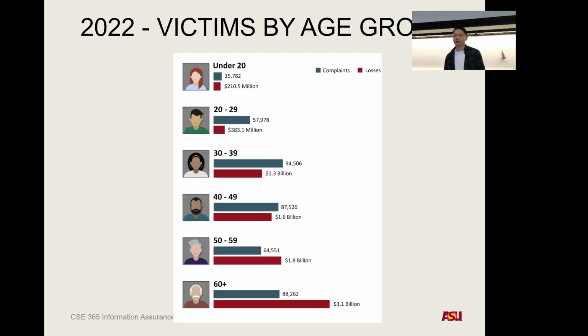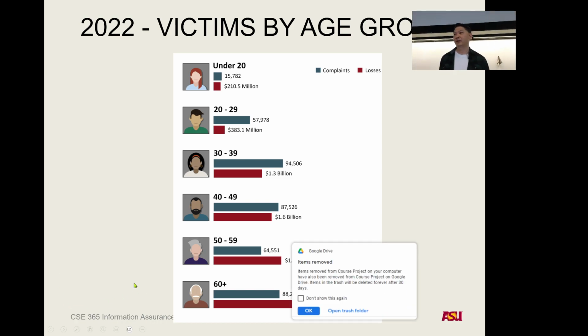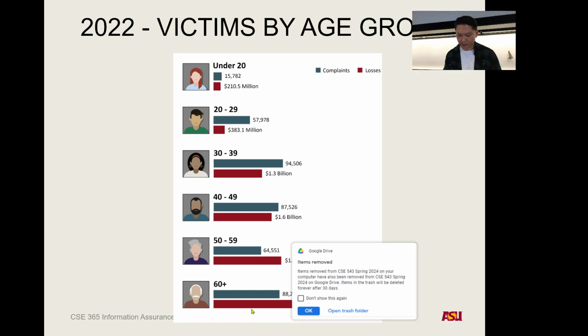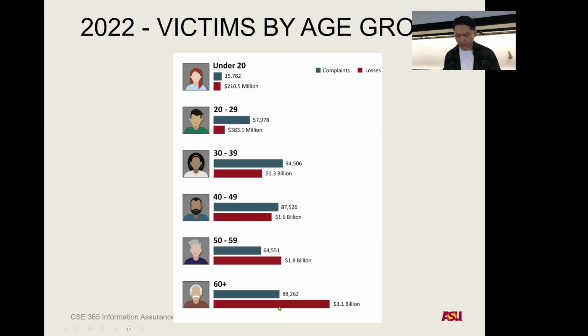This chart shows who the major victims are based on age groups, right? Yeah, over 60, the seniors, are the major target of phishing. Yeah, this is only for phishing. They lost a lot of money, 3 billion, only in 2022, right?